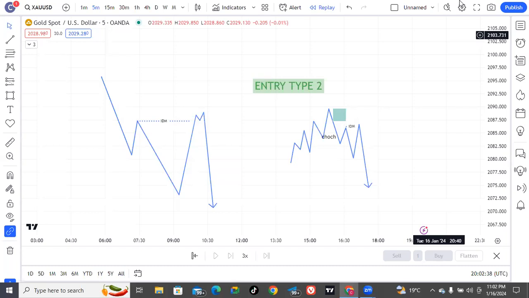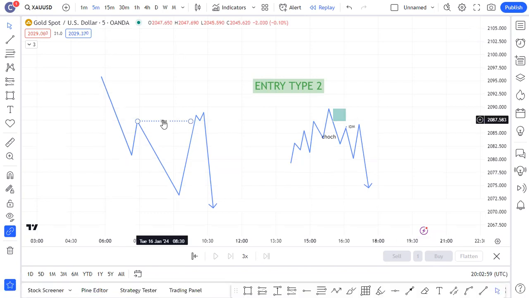So today I want to talk about entry type two, on how you should enter the market using the type two entry. This is when, after you have analyzed your market and you have everything in place, the market is just taking out your inducement, all right? Taking out your inducement. Once it's taking out your inducement, then this is what you're going to do.